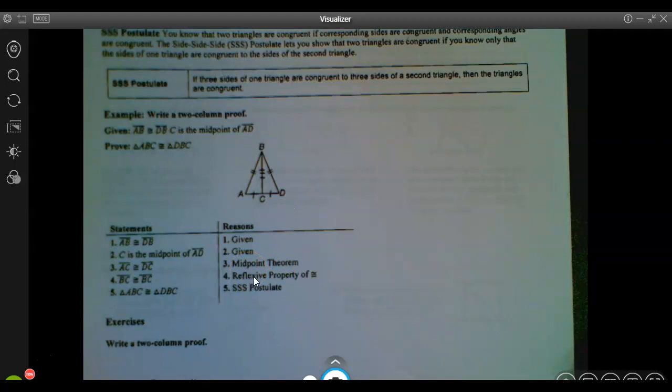So now look at our diagram. You'll notice that we have marked that the three sides of the left triangle are congruent to the three sides of the right triangle. And since those have been marked, we can go ahead and say that the two triangles are congruent by side, side, side.